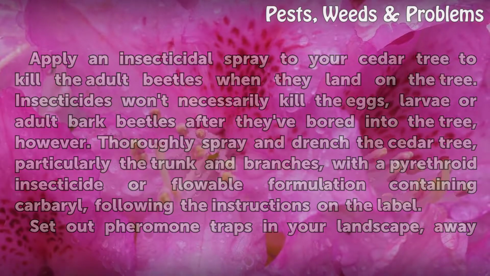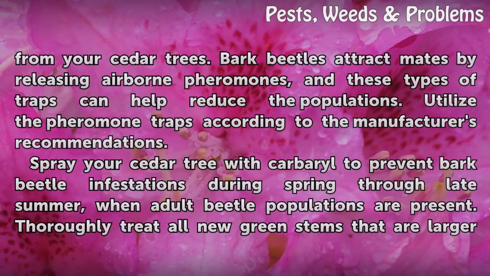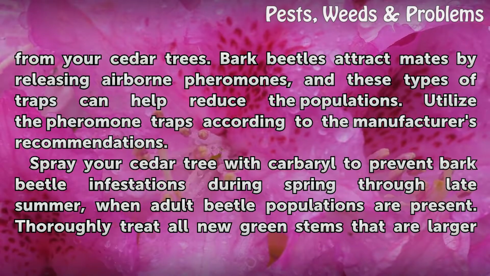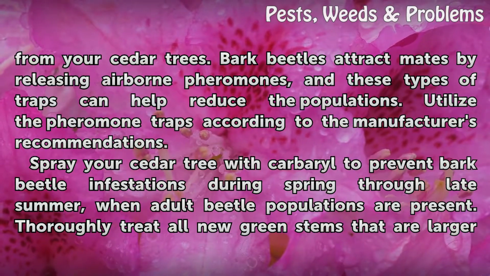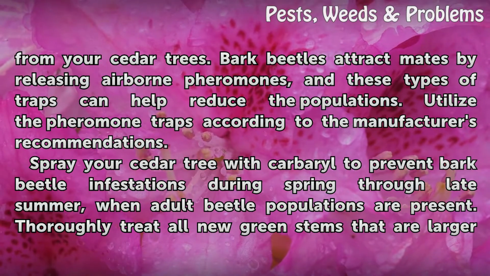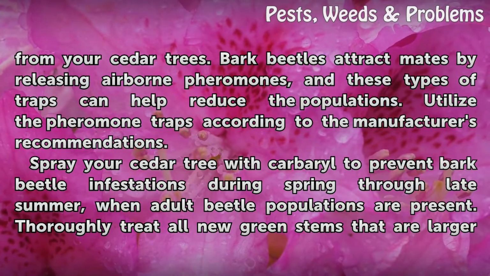Set out pheromone traps in your landscape, away from your cedar trees. Bark beetles attract mates by releasing airborne pheromones, and these types of traps can help reduce the populations. Utilize the pheromone traps according to the manufacturer's recommendations.